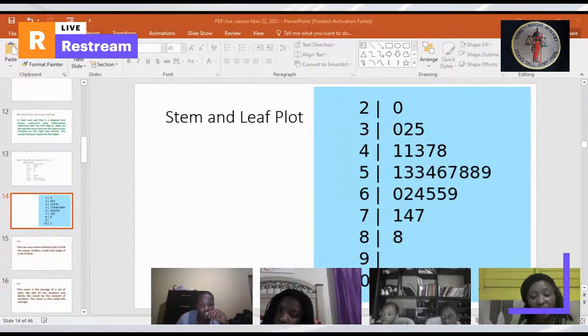So just looking at these numbers on the right, you would be tempted to say, okay, that's 0, that's 2, that's 5, that's 1 and 3 and 7. No, those aren't the actual numbers. That's just the last part of the numbers. You have to combine the stem with each of those digits to get the actual number. So the first number in that set is 20.